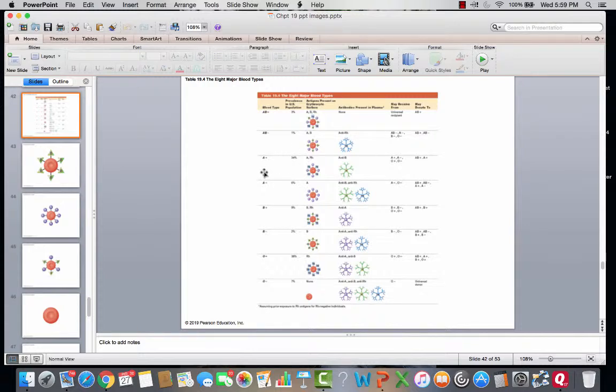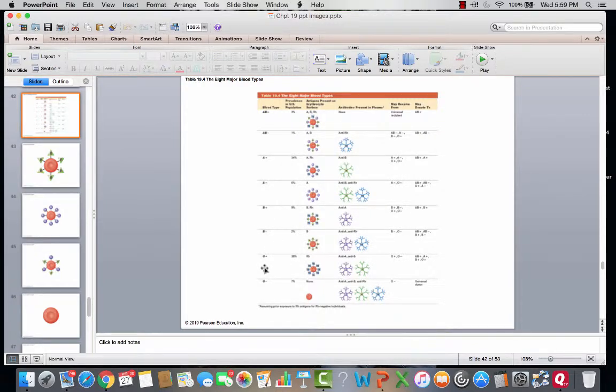If I only have A antigens and the Rh antigen, I'm A positive. If I only have A antigens and no Rh antigens, I'm A negative. B antigens and Rh antigens, I would be B positive. B antigens and no Rh antigens, I would be B negative.